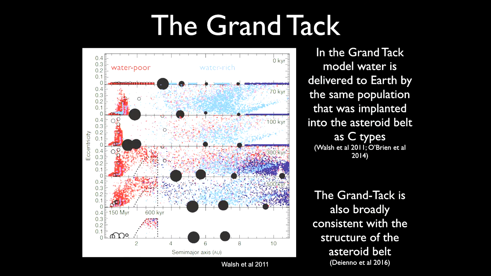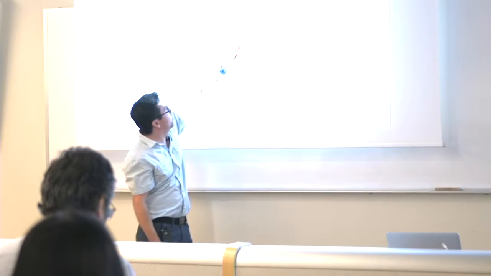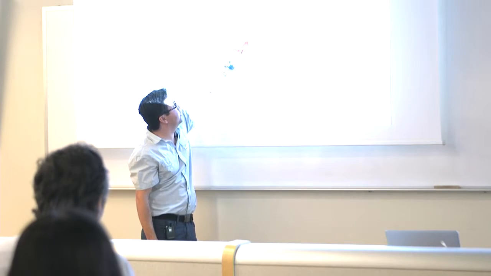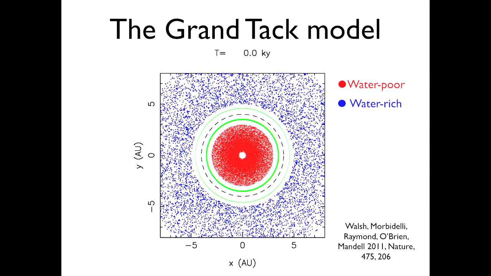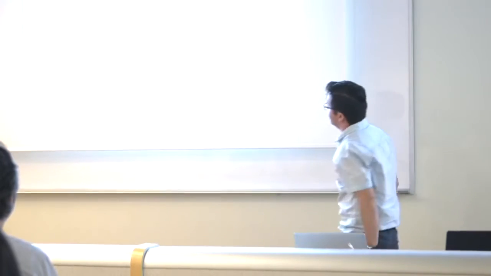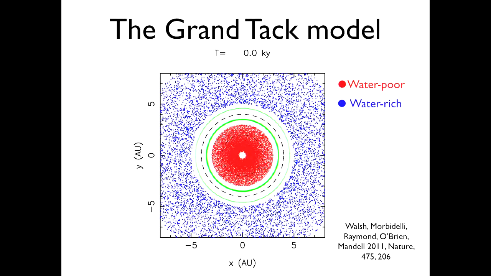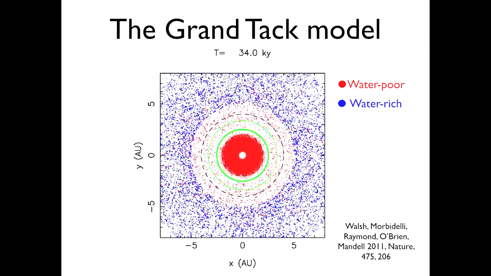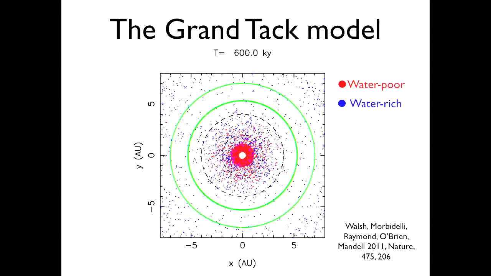This is another simulation showing this more clearly. The green circles are the orbits of the giant planets, Jupiter and Saturn. We have the water-poor bodies in the inner solar system and the water-rich bodies in the outer solar system. The giant planets migrate inwards, as the grand tack proposes, and then they migrate outwards to near their current orbits. We can see a lot of blue bodies entering the inner solar system, which is when the water is delivered. So there's no problem in delivering water to the inner solar system in the grand tack.